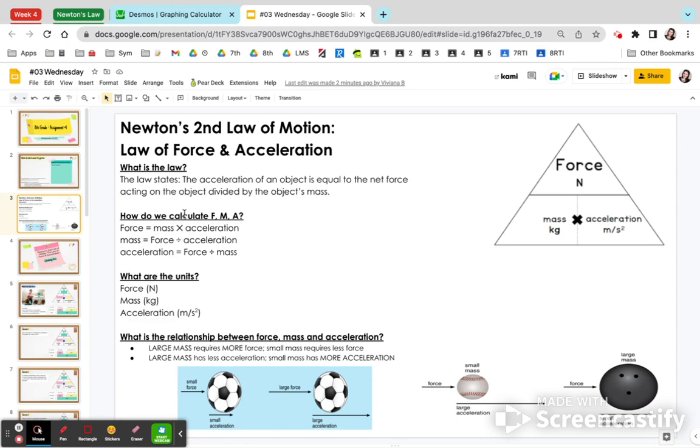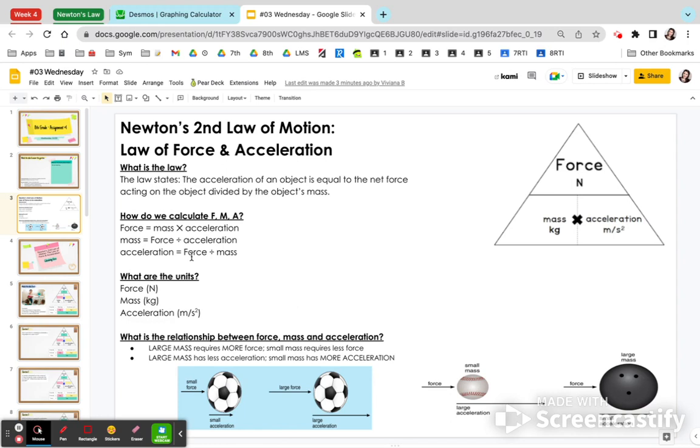So there are three different ways that we can calculate for force, mass, and acceleration. We can do force equals mass times acceleration. So taking the force, solving for the force, you'll take the mass and you'll multiply it by the acceleration. If you need to solve for mass, you'll take force divided by acceleration. So this will go first in your calculator and then the acceleration. And then acceleration, if you're solving for acceleration, you'll take the force and you'll divide by the mass. Okay, so these are the three formulas.